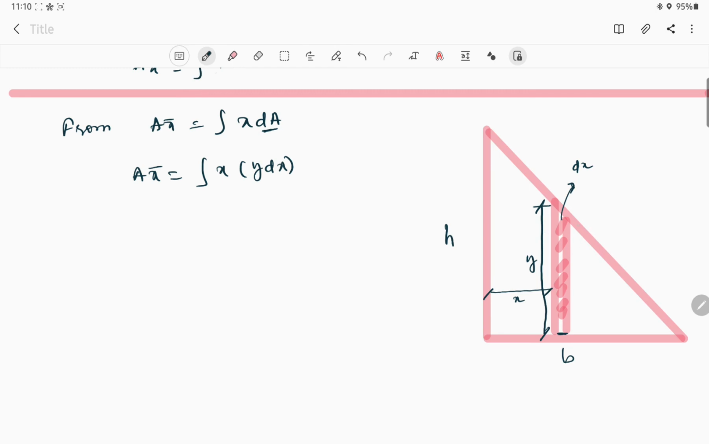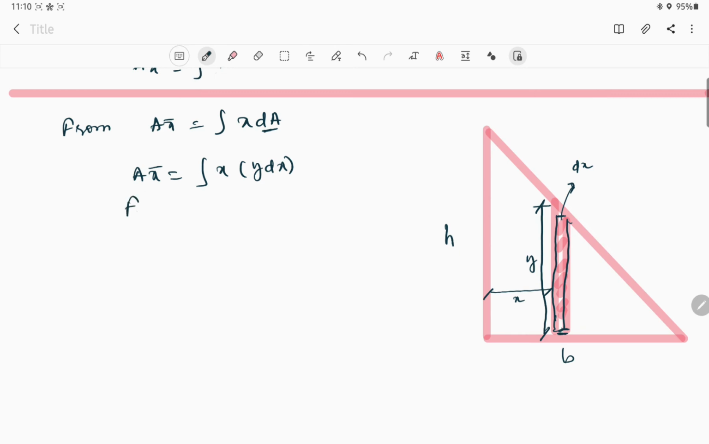This is like a rectangle, right? So what will be the area of the rectangle? Area of rectangle will be base into height. So base is dx, height is y. So that is what we got, y into dx.